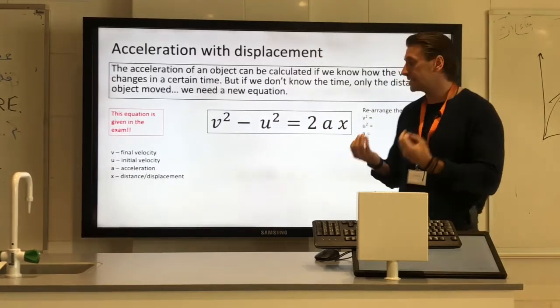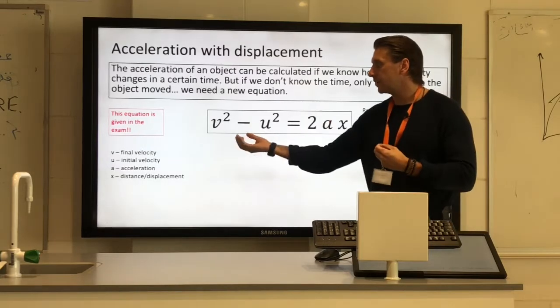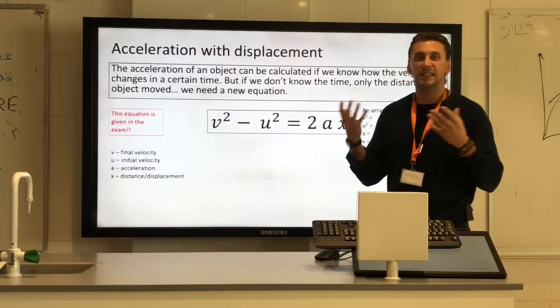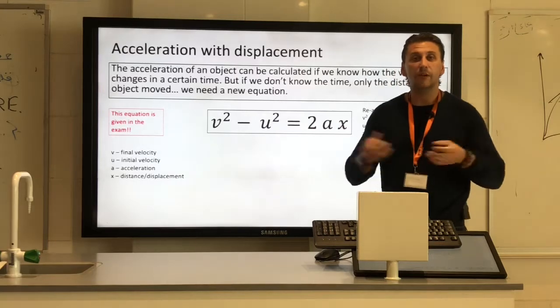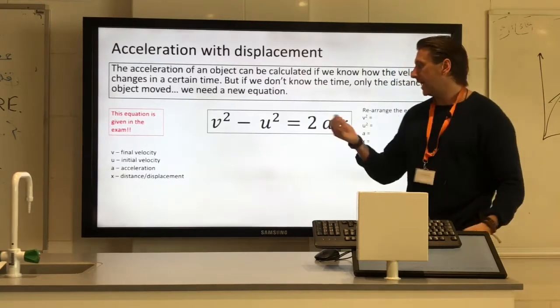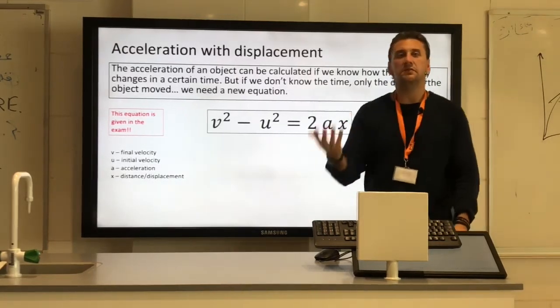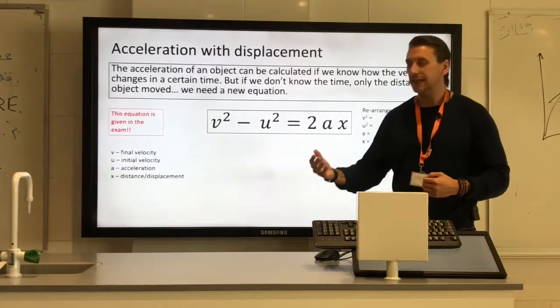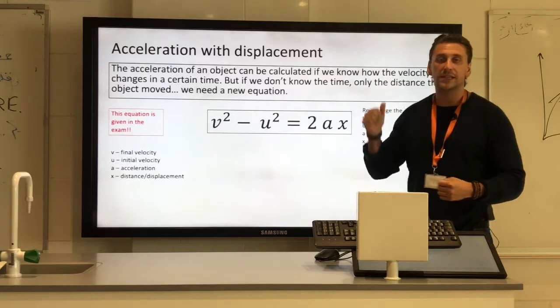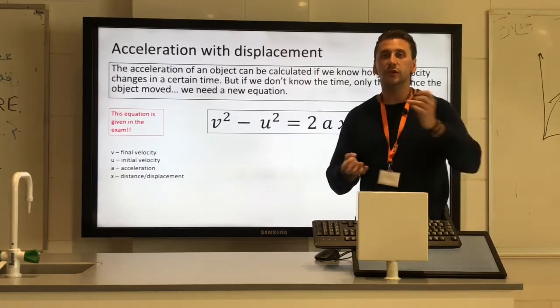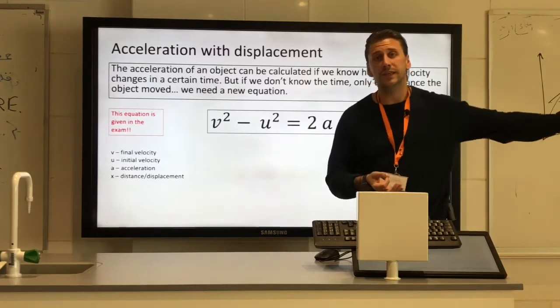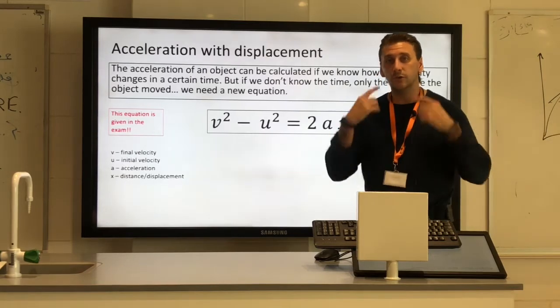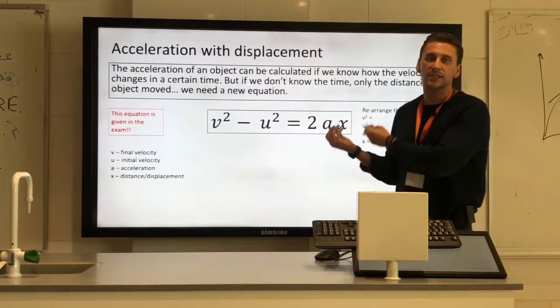So if the exam question says the final velocity of an object is 2, the initial velocity is 0 as the object starts from rest, and the acceleration of the object is 3 meters per second squared, find the distance traveled by the object. You'd use the equation at the back of the exam. Sometimes they say use an equation or select an equation from the exam paper. Sometimes they don't. You have to think, this is the equation that I need.